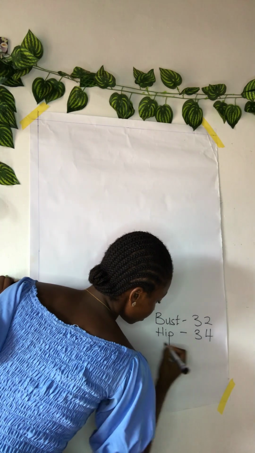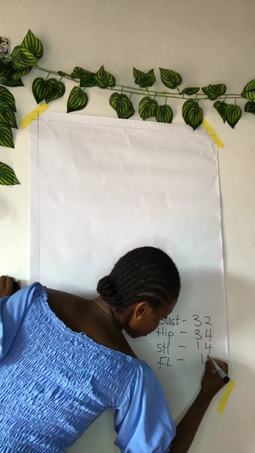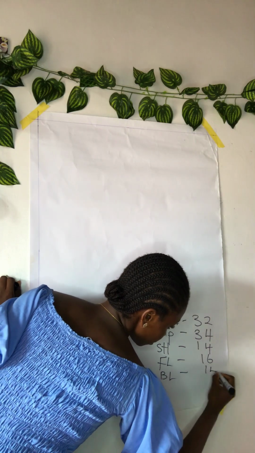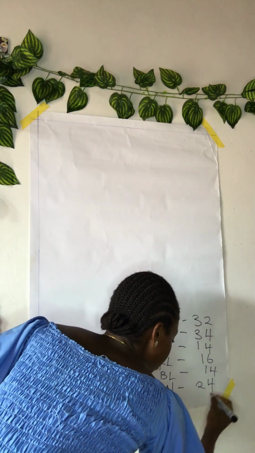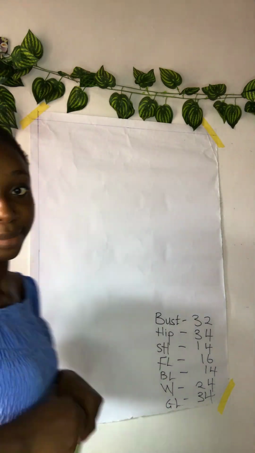So today I'm going to be using a bust 32, a hip 34, shoulder 14, front length 16, back length 14, waist 24, and gown length 34. So these are measurements for today.